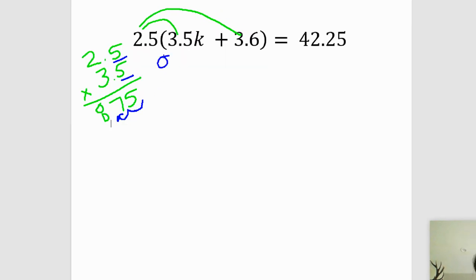So it's going to be 8.75k. That's not a K. That's a K. Plus, there's no negatives in this problem, so I'm going to write plus because I know it's going to be a positive. 2.5 times 3.6 is 9.00 or 9.0, or that's just 9. They all mean the same thing, my bros.